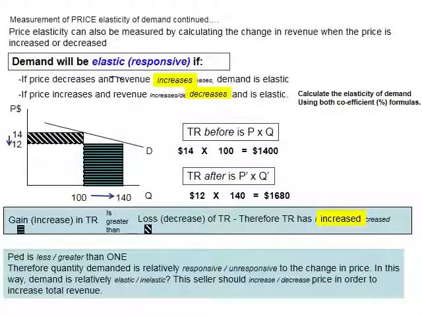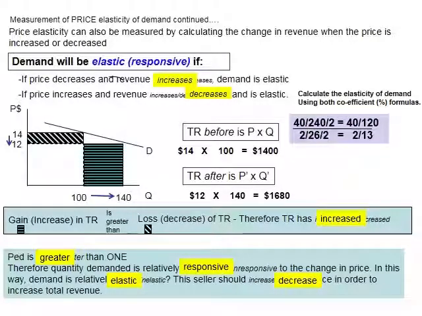If demand is elastic, the price elasticity of demand is greater than 1. Therefore, quantity demanded is relatively responsive to the change in price. This way, demand is relatively elastic, and the seller should decrease price in order to increase total revenue.